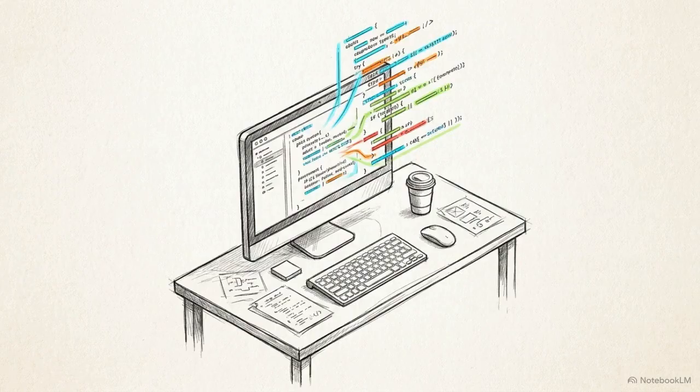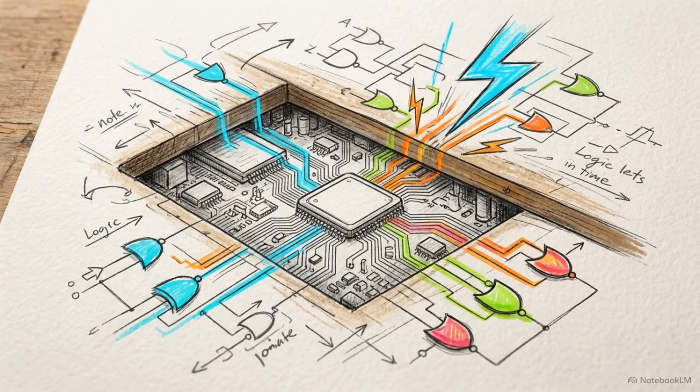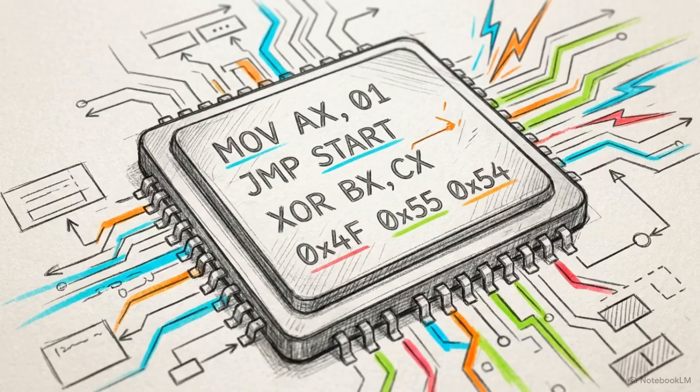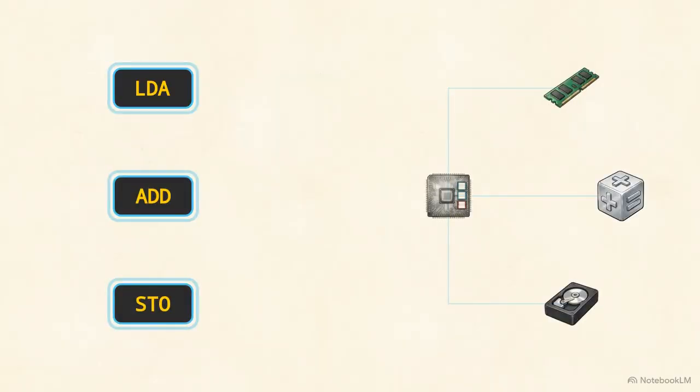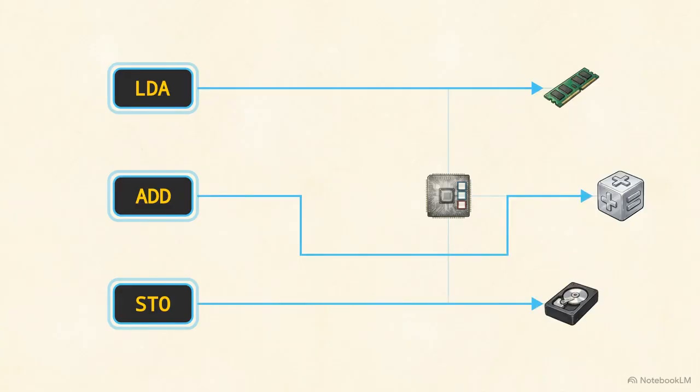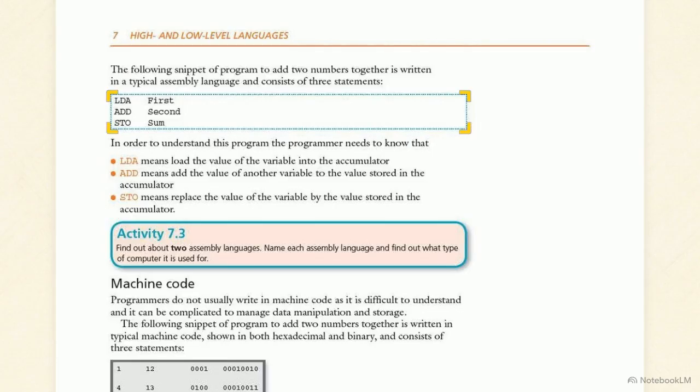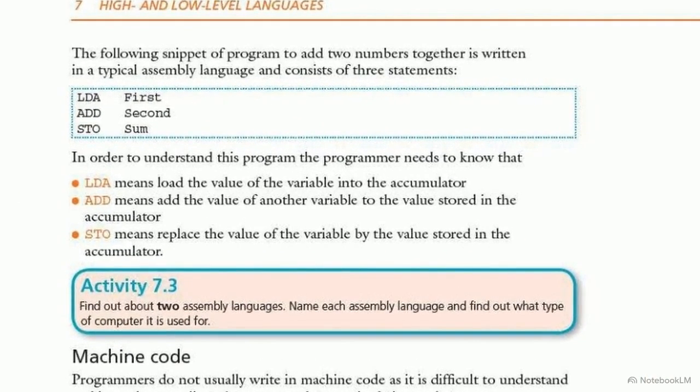If we look closely at how humans program, the closest step to raw hardware control is a low-level programming language. The most common of these is assembly language. Instead of abstract concepts, assembly relies on mnemonics, short, alphanumeric codes that represent specific hardware actions. This snippet from the syllabus shows typical assembly code. You can see the mnemonics directly instructing the hardware. LDA loads a value into the accumulator, add performs arithmetic, and STO stores the result.